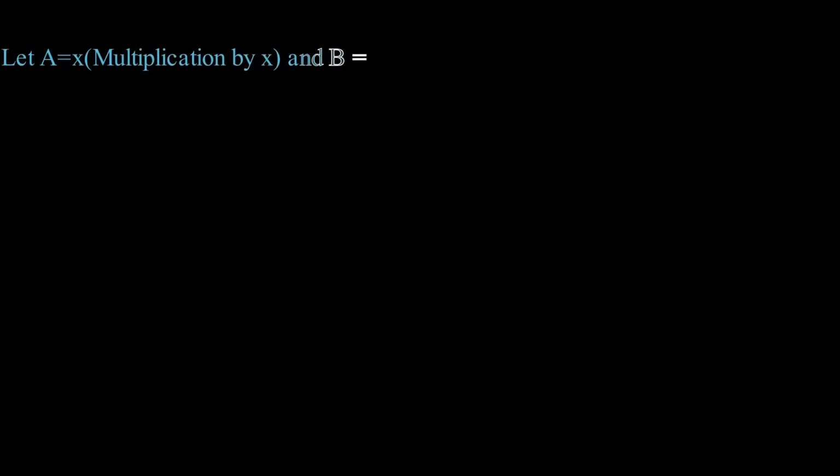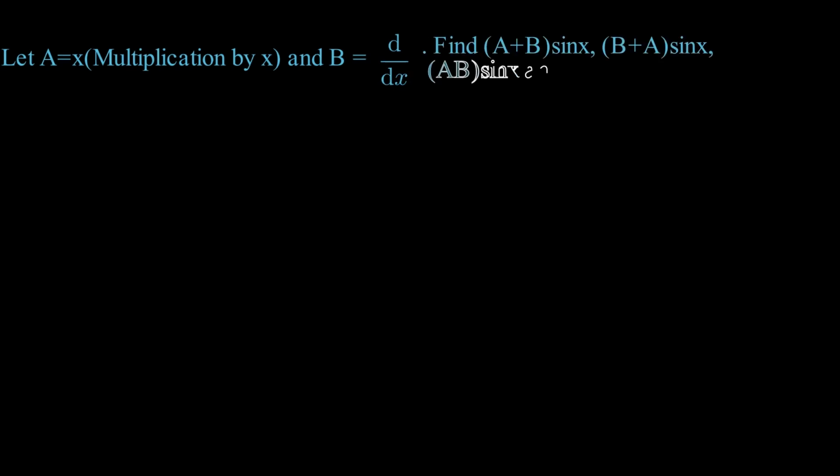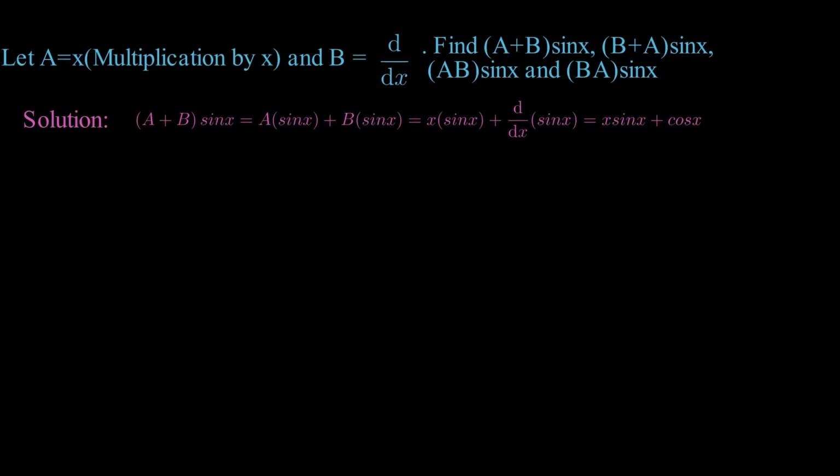For the next question, we have operator A as multiplication by x and operator B as differentiation with respect to x. We need to find (A + B) sin x, (B + A) sin x, AB sin x, and BA sin x. For the solution, we have (A + B) sin x equals A sin x plus B sin x. Here we have used the property of operator algebra, and since operators A and B are x and d/dx respectively, we get our final answer as x sin x plus cos x.